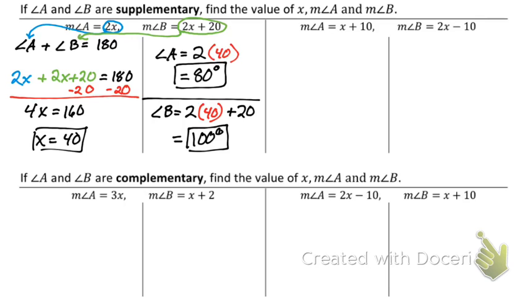Guys, be smart. Be smart on this problem. It says A and B need to be supplementary. Are A and B supplementary? Yes, 100 plus 80 equals 180. Was that hard to check? Guess how many people on tests don't check that?